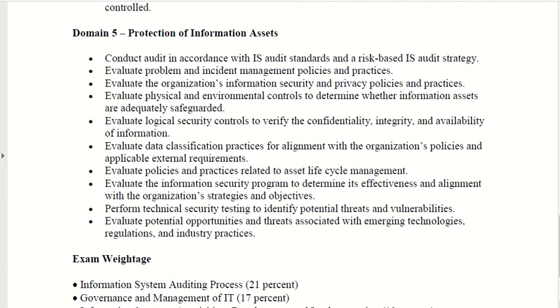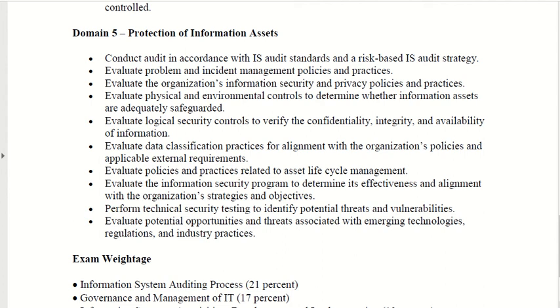Evaluate physical and environmental control to determine whether information assets are adequately safeguarded. Evaluate logical security controls to verify the confidentiality, integrity, and availability of information. Evaluate the data classification practices for alignment with organizations' policies and applicable external requirements.